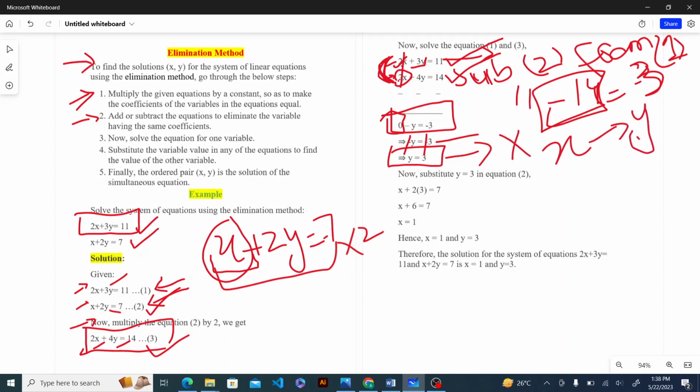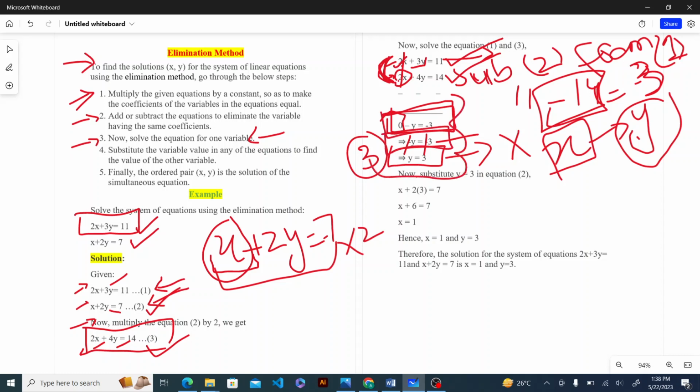Now what will be the further step? Obviously it will be to put the value of y in any of the equations to get the value of x. So the next step is the third one: solve the equation for one variable. As we have solved it, this was the third step. We have solved this in these 3 steps.